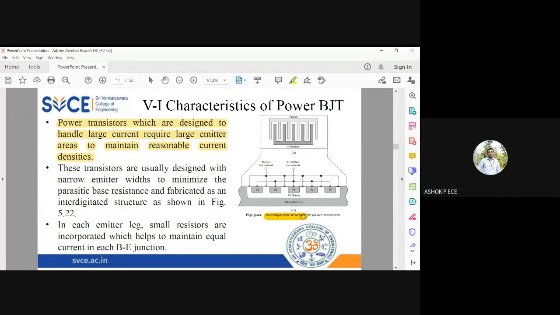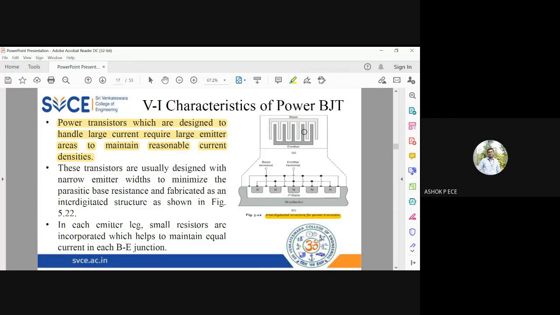See the name given here, interdigitated structure. So which means that you will have fingers like this. So emitter and base are connected like this. So you can see each vertical shape is called as a finger. So you totally have 6 base fingers and you have 5 emitter fingers between them. So this connection between base and emitter is called as interdigitated structure.